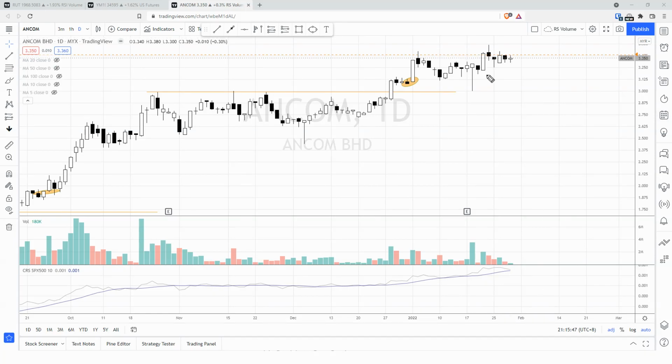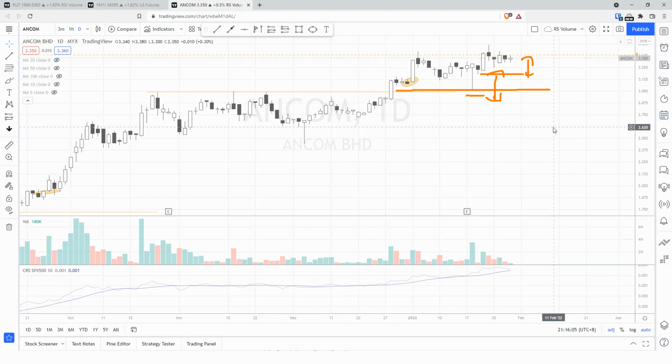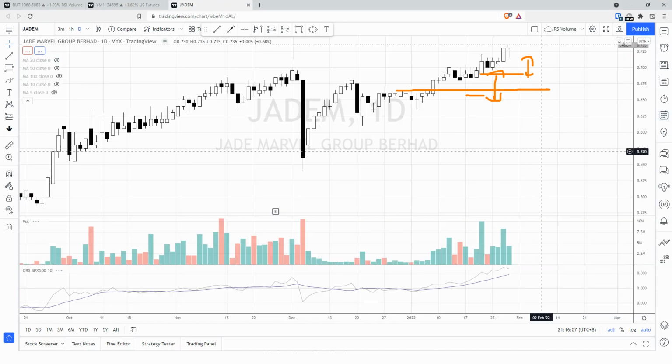So that should present a nice reward to risk, where your risk will be somewhere around here. So that will be the very tight stop. Or if you want, the stop could be just below this hammer. So there will be a slightly wider stop. Okay. So ANCOM is a bullish stock. So next one is JADEM.